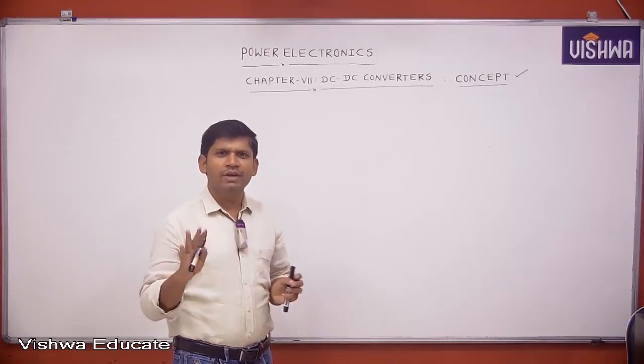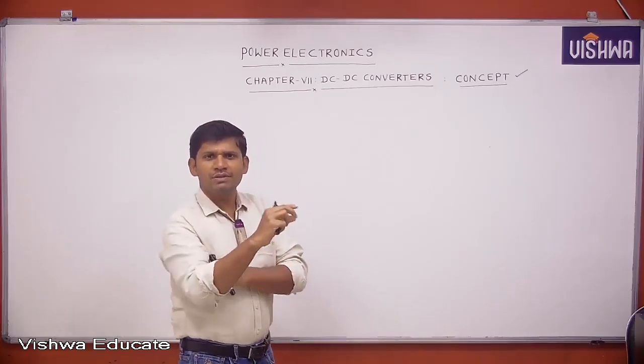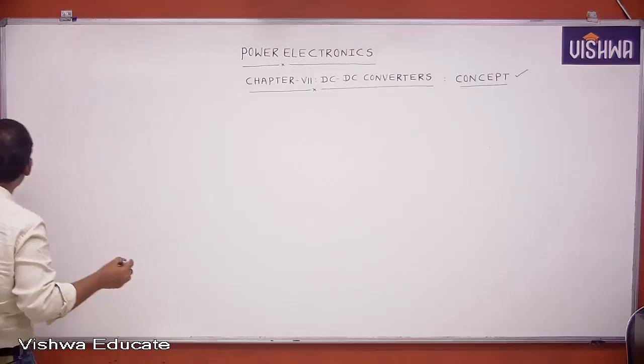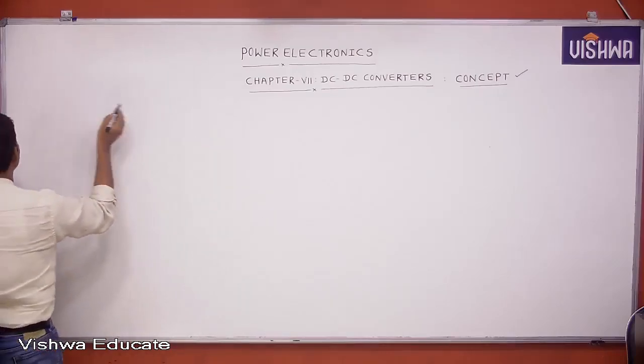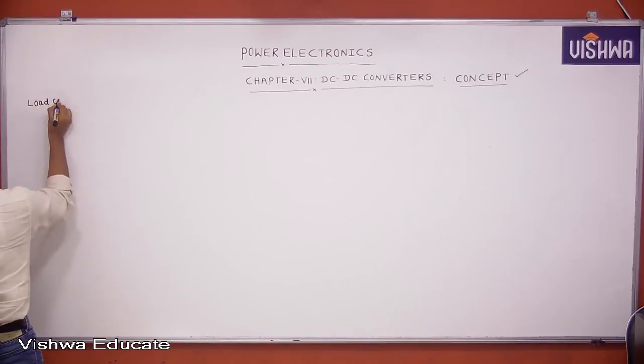There is no need for an in-detail discussion of Jones and Morgan chopper. The circuit, the difference, and the concept we are applying, that only I want to explain. Concentrate on the load commutated chopper. Yes, write down load commutated chopper.